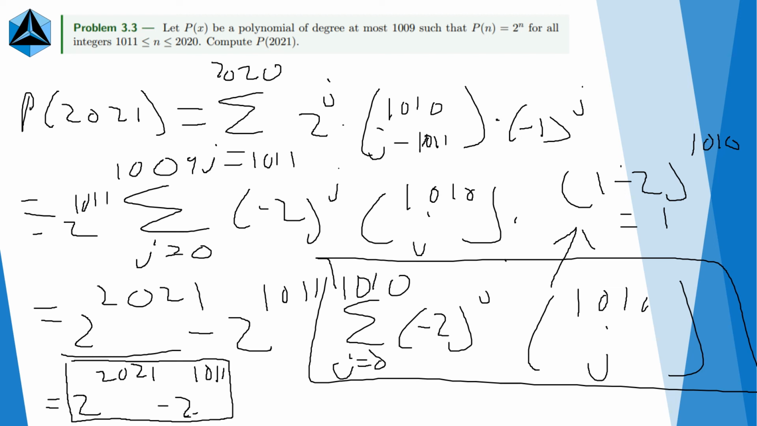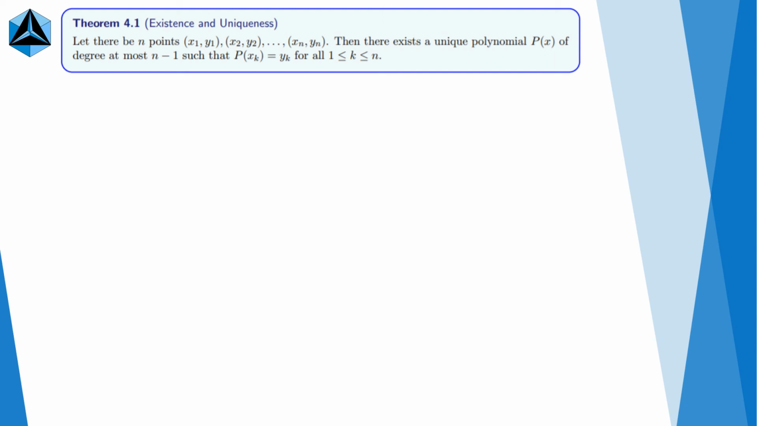Now we have an optional part. This part is about proving why this interpolating polynomial is unique. We already showed why it existed, but now we have to show why it's unique. So, existence and uniqueness. Let there be n points, then there exists a unique polynomial p of x of degree at most n minus 1, such that p of x_k is equal to y_k for all k from 1 to n. So that's just what interpolating is.